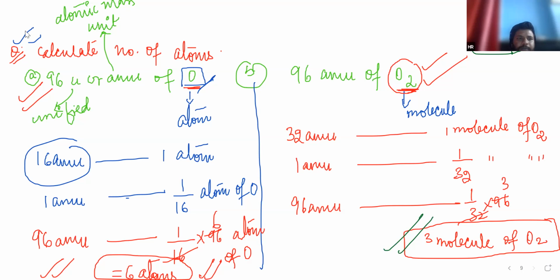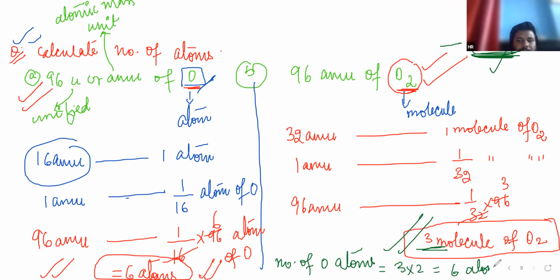Azza, how many oxygen present in O2? 2. Arsalan, how many oxygen present here? 2. Just see. In 1 molecule, 2 oxygen atoms are present. Then in 3 molecules, how many oxygen will be present? In 1 molecule, there are 2 atoms of oxygen. In 3 molecules, 3 into 2, that will be 6 atoms.